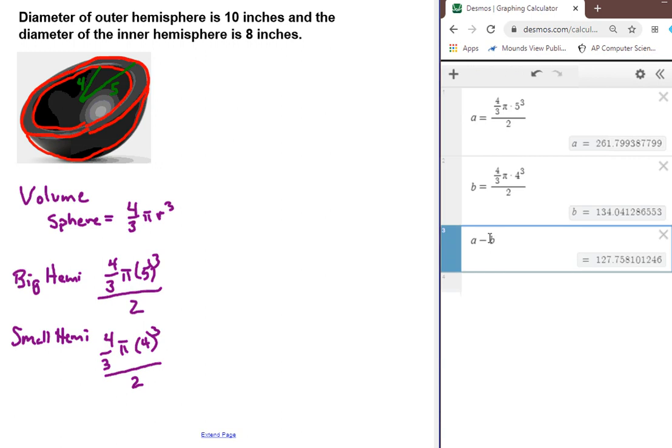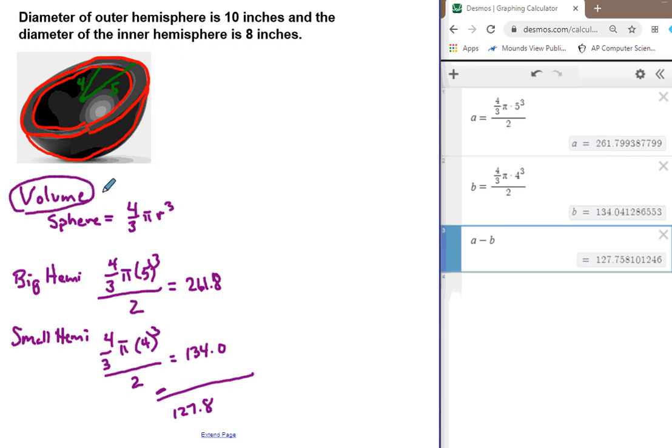And now I'm going to add all those numbers to my answer. So the big hemisphere was about 261.8. And the small hemisphere, 134.0, if I go to one place. And then I subtracted them for my final answer of 127.8. And we're finding volume. So volume is cubic. So we're going to take our units, which is inches, and write inches cubed. All right, good. So we've got the first part done.